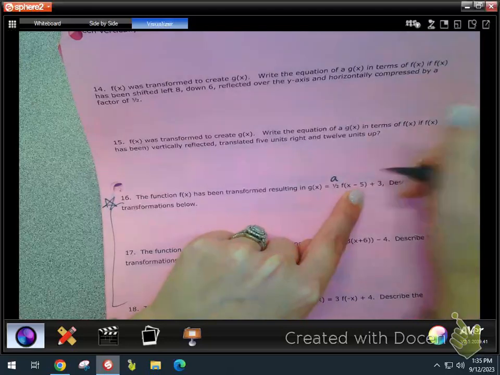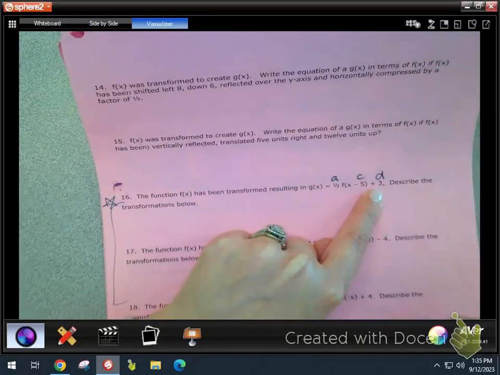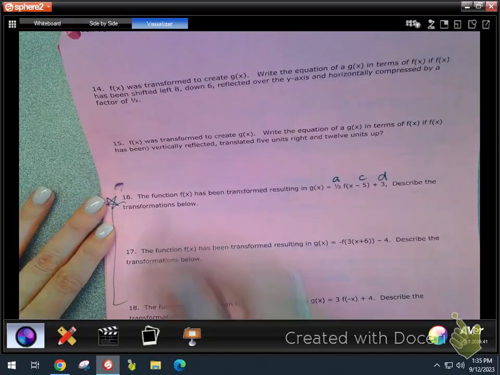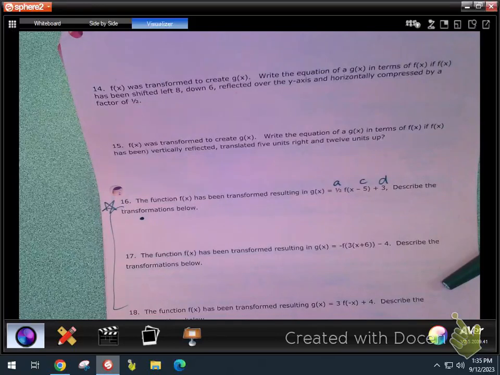-5, that is a C, plus 3, that's D, okay? So then I need to describe what they actually do. There's 3 transformations here. Let's talk about the A value of 1/2. A values are going to be your vertical stretches or compressions. You need to know that. But it's a 1/2. So is it a stretch or a compression?